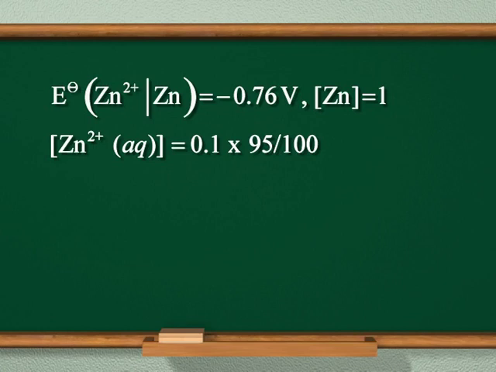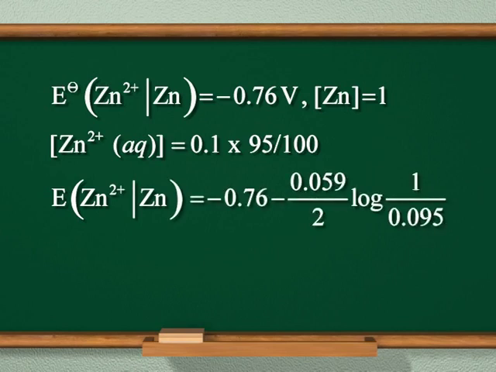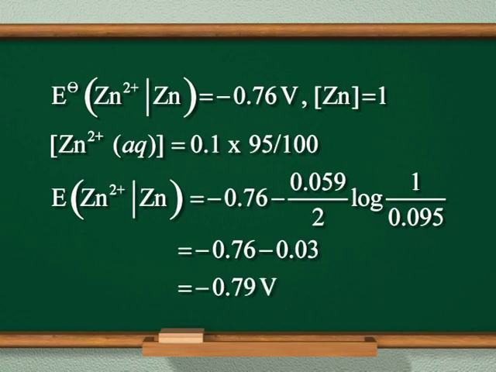Concentration of zinc ions in aqueous state is equal to 0.1 multiplied by 95 divided by 100 multiplied by log 1 upon 95. This means that electrode potential under given conditions for zinc is equal to minus 0.76 minus 0.059 upon 2 multiplied by log 1 upon 0.095, which is equal to minus 0.76 minus 0.03, which is equal to minus 0.79 volts.